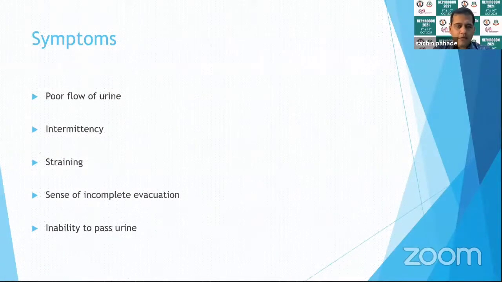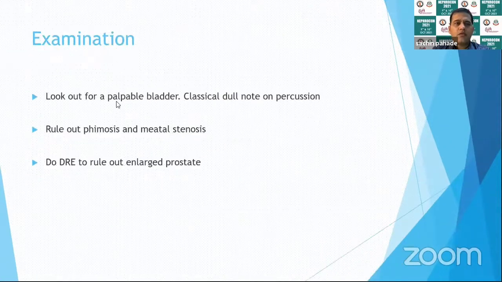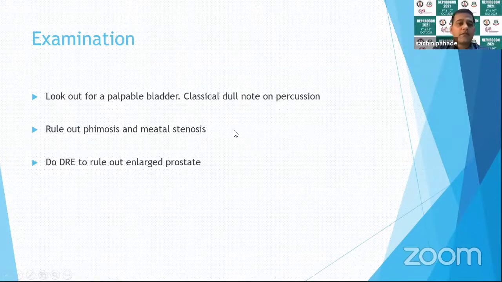Once you've taken the history, the next part is the examination. On examination, you need to look out for a palpable bladder and the classical dull note on percussion. This is how you will come to know whether the bladder is palpable or not. In the external genitalia examination, rule out phimosis. If there is any meatal stenosis, that itself gives us the diagnosis of why the patient is suffering from these obstructive symptoms. You need to do a digital rectal examination to rule out if the prostate is enlarged or hard to feel, so that you can have a suspicion that maybe we are dealing with a cancer of the prostate.